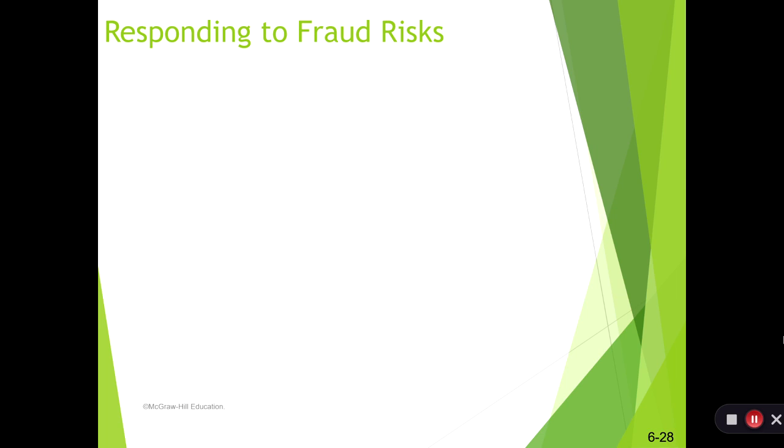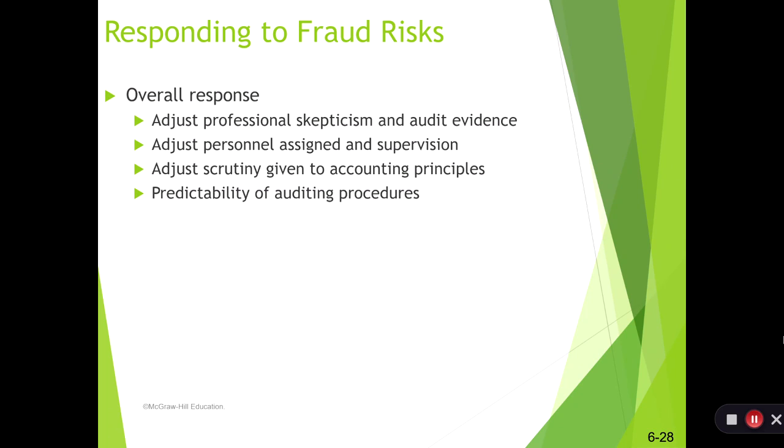So how do we respond once we've assessed the likelihood of fraud risk? If we think there is a heightened fraud risk, what do we do? Well, you increase your skepticism, right? You're going to make sure that you're getting evidence for everything, that you're not relying just on inquiry. If they give you some assertion, you want some evidence to back it up. You want to make sure that evidence is good quality evidence. You're going to have to assign more experienced individuals on the audit, probably have more hours for managers or senior managers or partners.